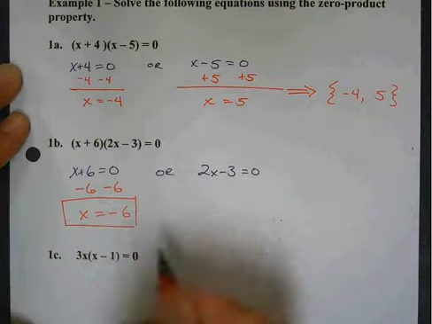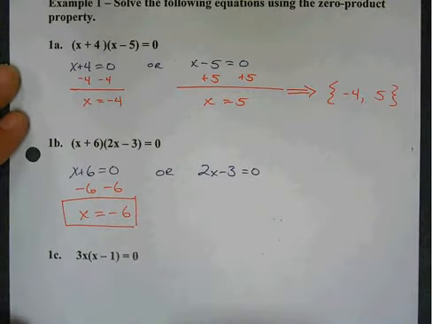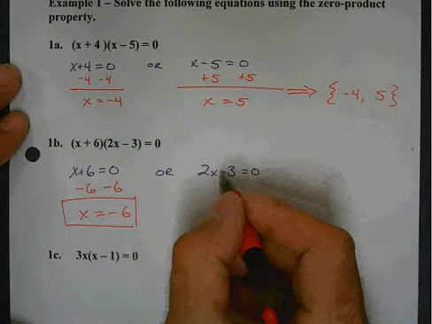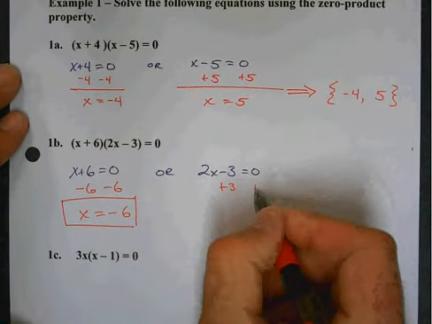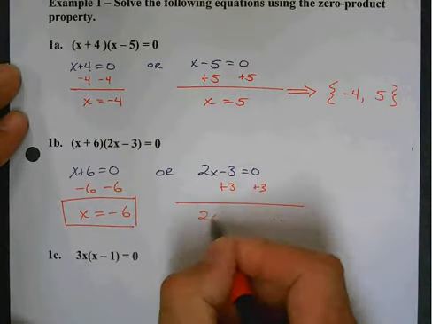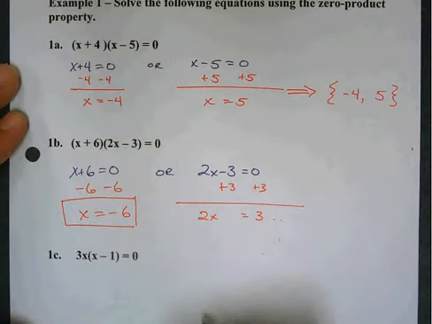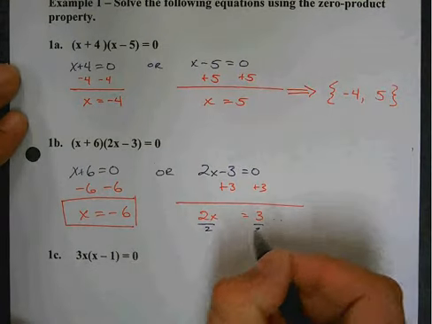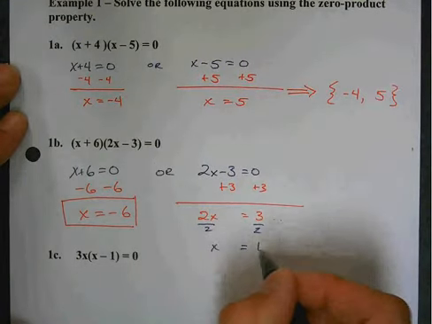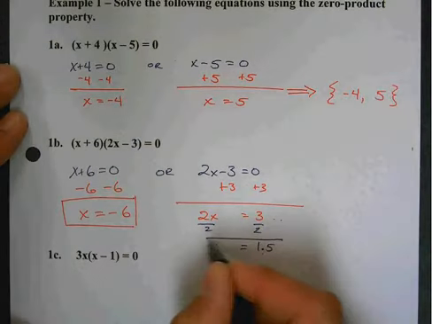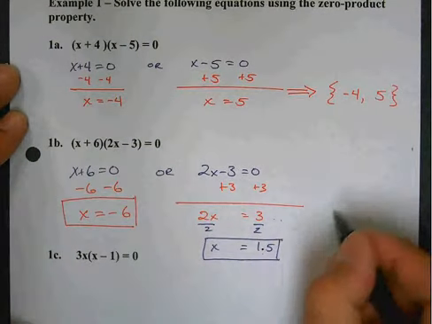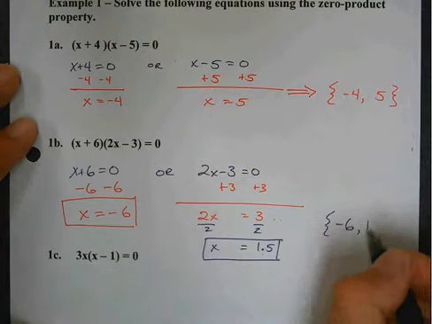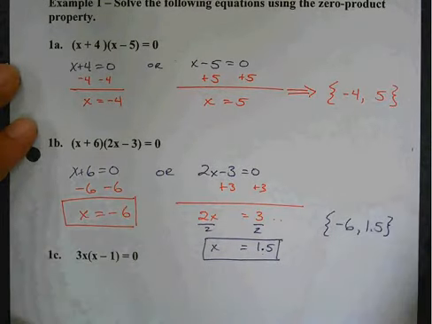Second part, somebody else? Do you divide by 2 first? Jalon? Subtract 3. Add 3, good. We always get rid of the plus minus first. 2x equals 3. I'm not quite done, am I? Ryan? Divide by 2. 1.5. The negative 6 is smaller, so I'm going to put that first in my answer set.